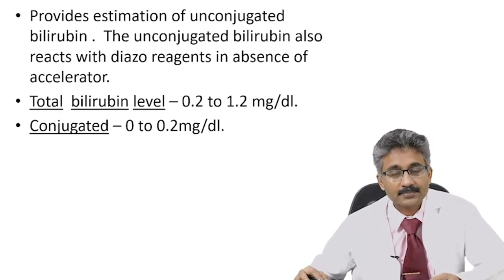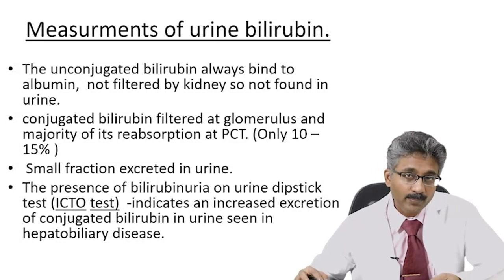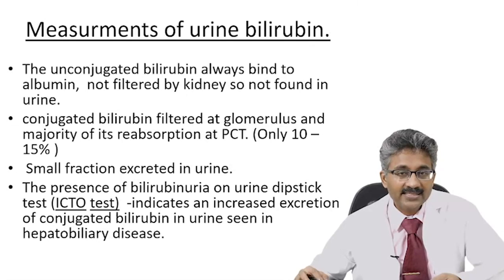So you can measure the urine bilirubin also. The unconjugated bilirubin is not excreted in the urine, so you cannot measure that, but the conjugated bilirubin is filtered at the glomeruli, and that you can measure.